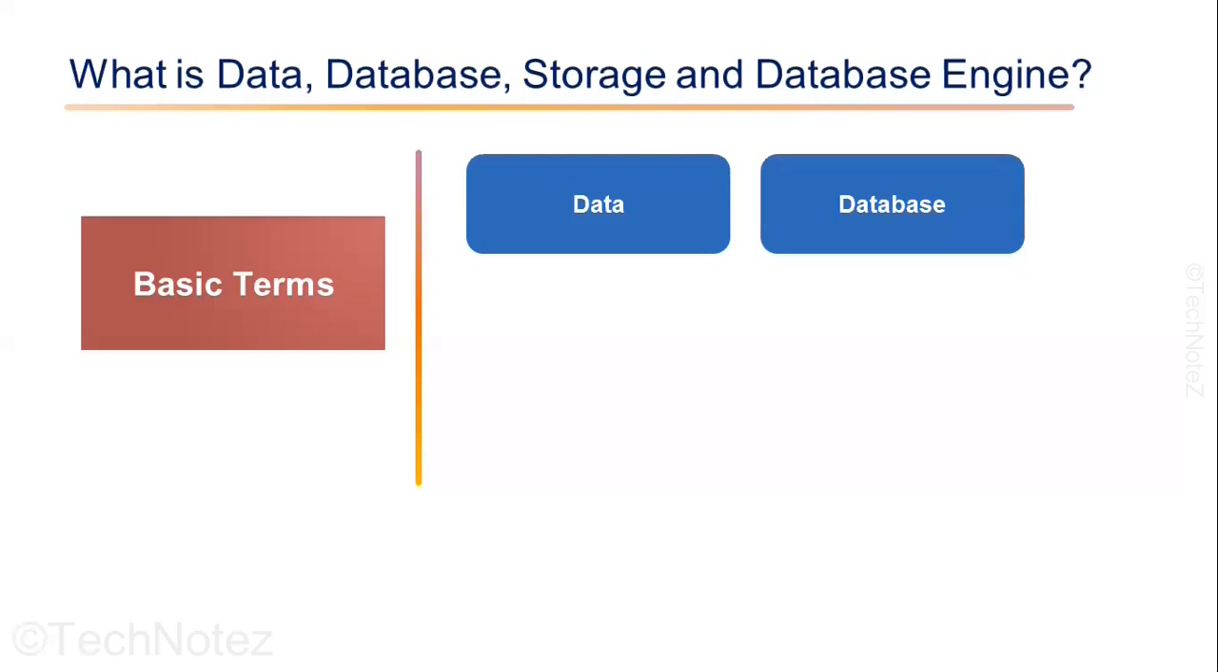A database is a collection of data that is stored and managed by a database management system. A database can be a simple collection of data, such as a spreadsheet, or a complex system with multiple tables, views, and relationships. A database is used to store, organize, and retrieve the data as needed.